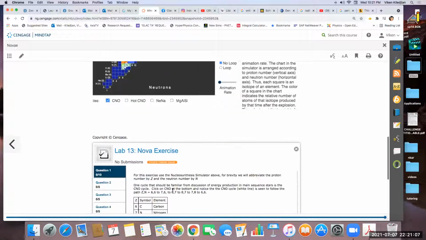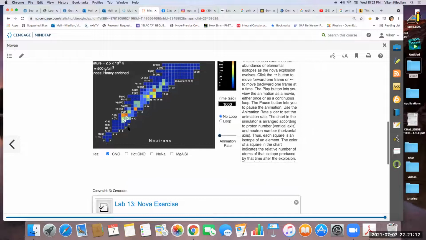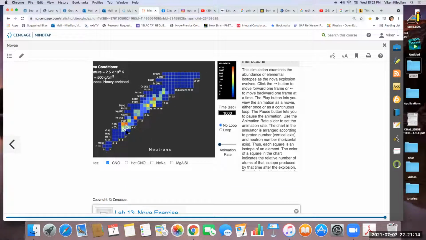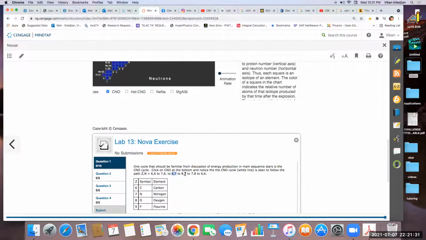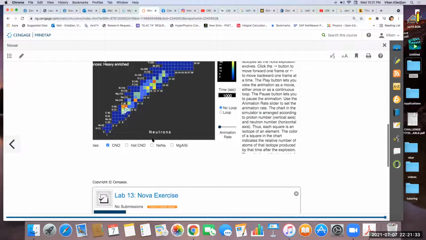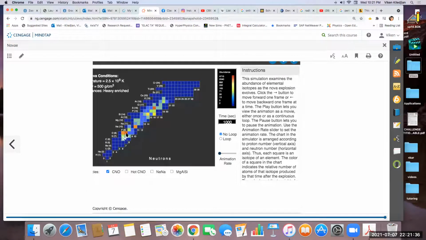Then it goes to 6, 7. Then the next thing it produces, it goes down and produces a heavier isotope of carbon, 6 protons and 7 neutrons. Then it's going to go all the way up to this. Then it goes to 8, 7. So it's going to produce an oxygen with 8 protons and 7 neutrons.